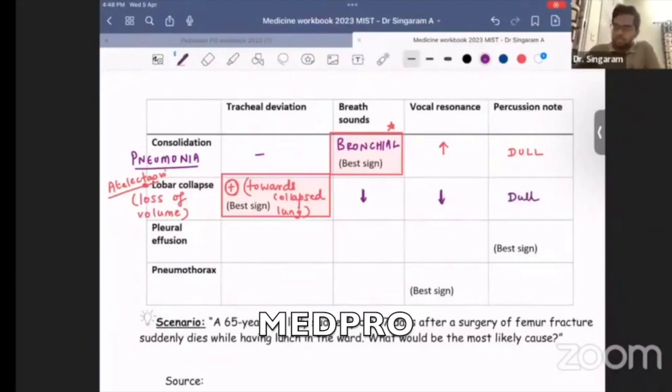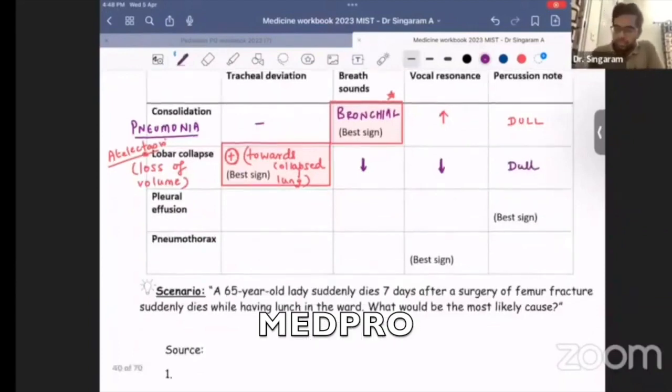Pleural effusion, usually there is no tracheal deviation. However, in case of massive pleural effusion, think like this again. So much of pleural effusion, like 1 liter, 2 liter of fluid is there. What do you think will happen? Suppose my left side is having pleural effusion. So much of fluid is there on the left side of the lung. What will happen? It will push the trachea towards the opposite side. Are you able to follow? When so much of fluid is there on the left side, it will push the trachea towards the opposite side.